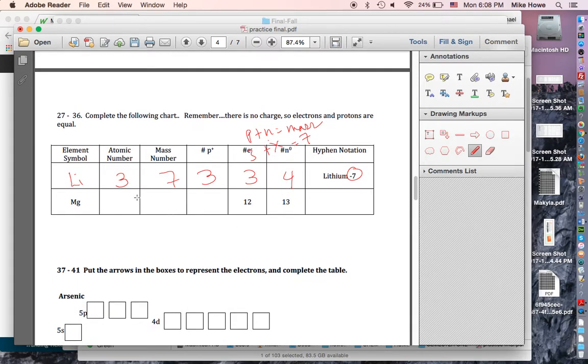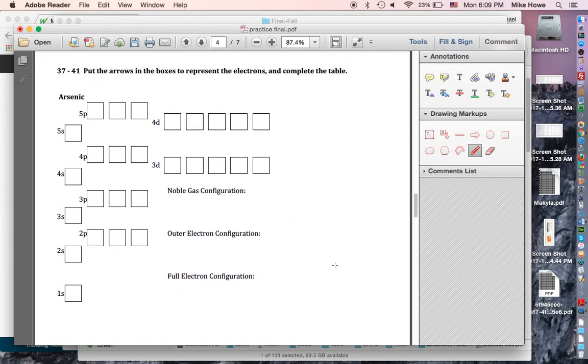Magnesium, if you look at your periodic table, has an atomic number of 12, so we have 12 protons. And the mass number would be, let's see, do we know the neutrons? Yes. Protons plus neutrons equals mass, so 12 plus 13 equals 25. So that'd be 25, and then you write the hyphen notation: magnesium-25.